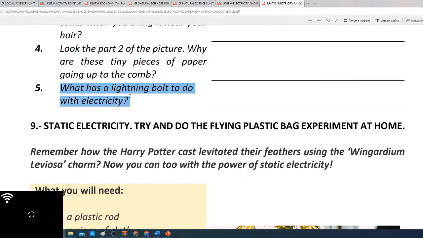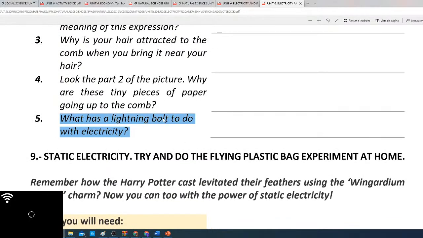And finally, what has a lightning bolt to do with electricity? The answer is because when you have some clouds in the sky, they are rubbing each other, and they are getting positively or negatively charged, and the Earth is neutral, so the Earth attracts the positive or the negative charges. So that's the reason why.